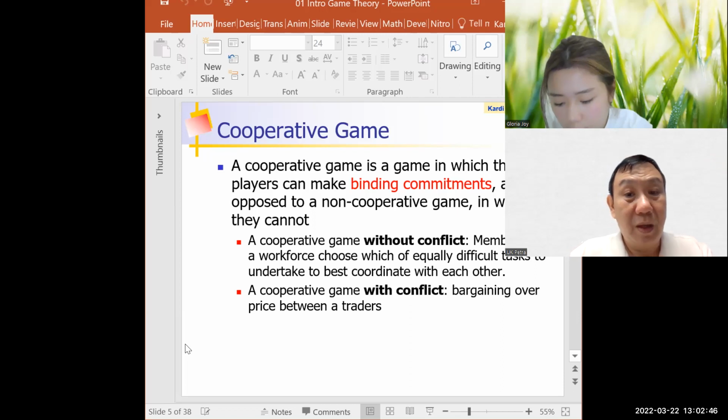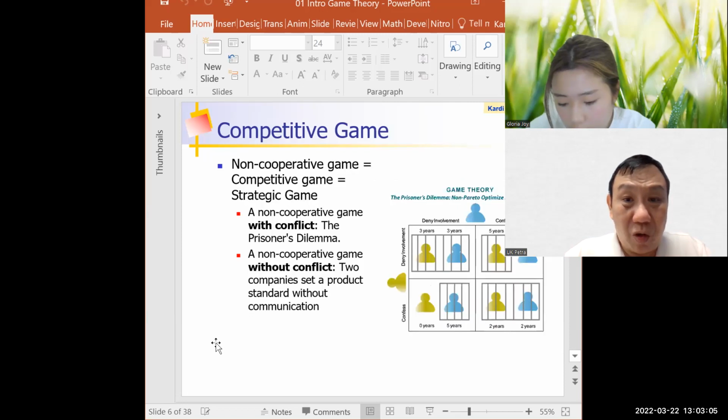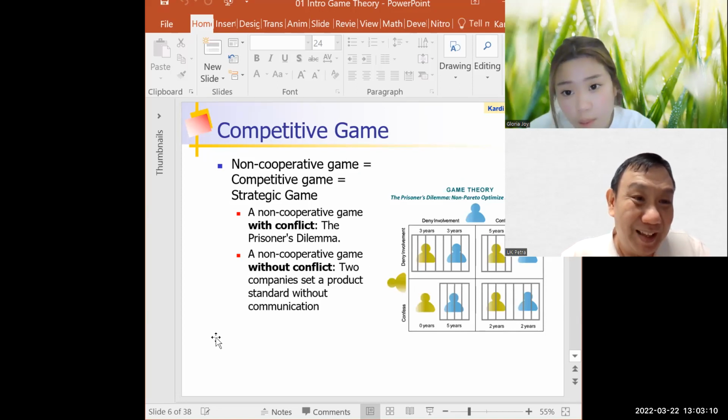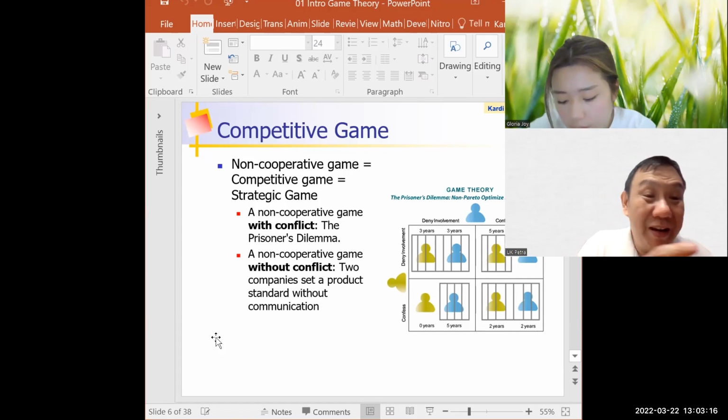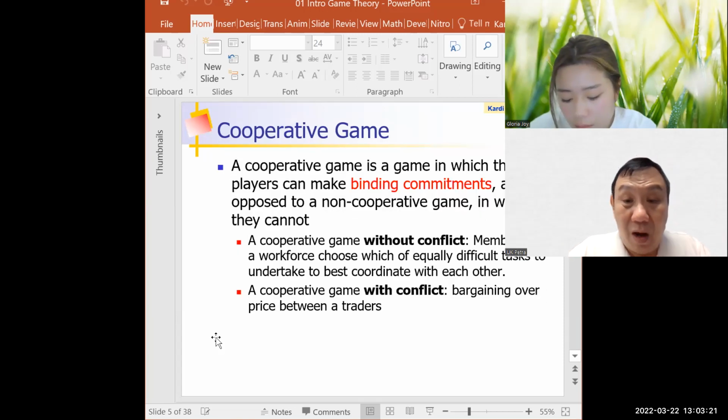What is a cooperative game? Like a while ago that we discussed this morning, right? It's a game in which the players can make a binding commitment. Non-cooperative game is called competitive game. In here, you cannot make a binding commitment. That's the difference. Like when you create a coalition, that means a binding commitment, isn't it? Right? So now, when we say cooperative game, it does not mean no conflict.